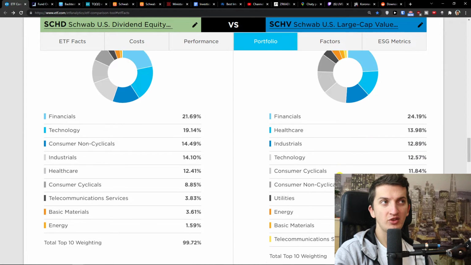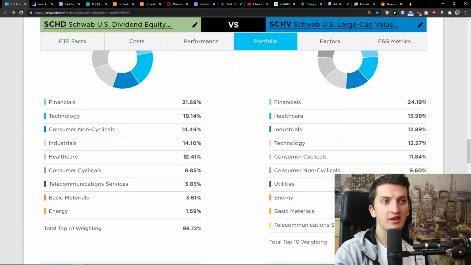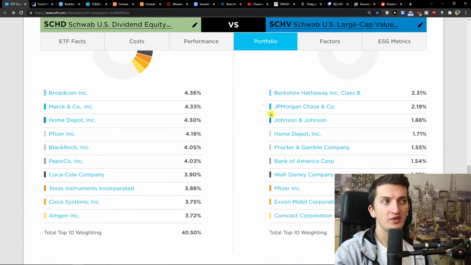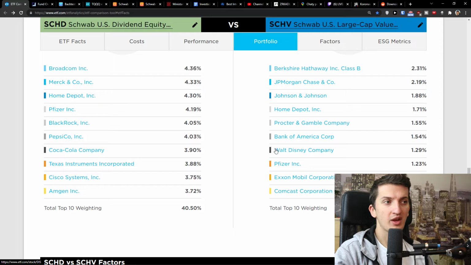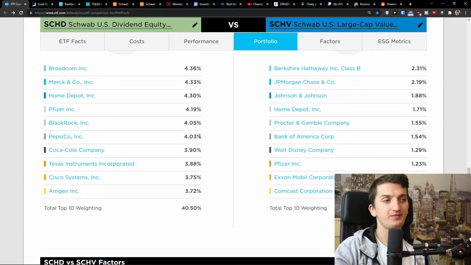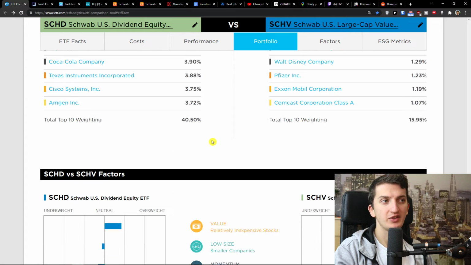Then we see right here SCHD and SCHV sectors, with financials both high. Then we have healthcare here at 13, here it's 12, industrials, technology. SCHV is pretty diversified, what we can find. But when you look at the companies here, you see Comcast, ExxonMobil, Pfizer. Here is Pfizer too, Bank of America, Procter & Gamble. And there are not so many technology companies that are focused on different things compared to VOO or SPY and the others.